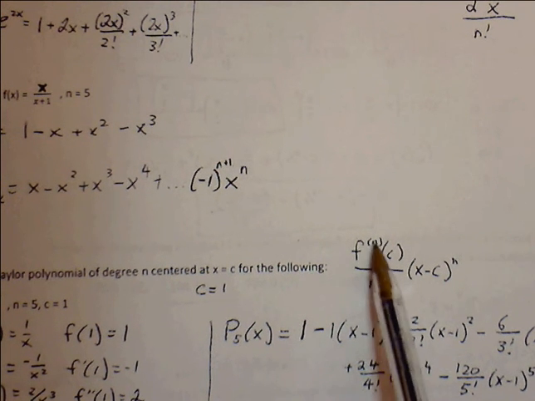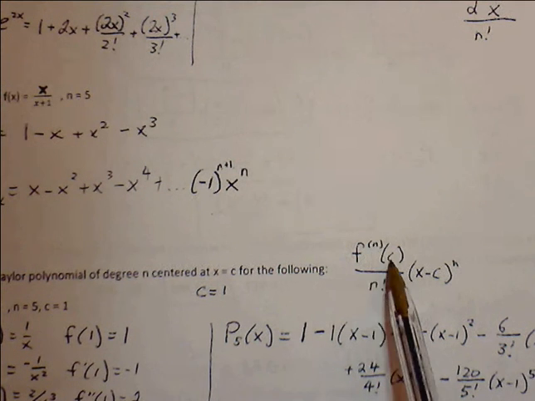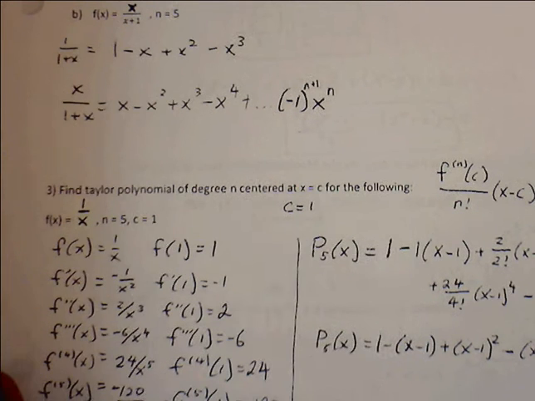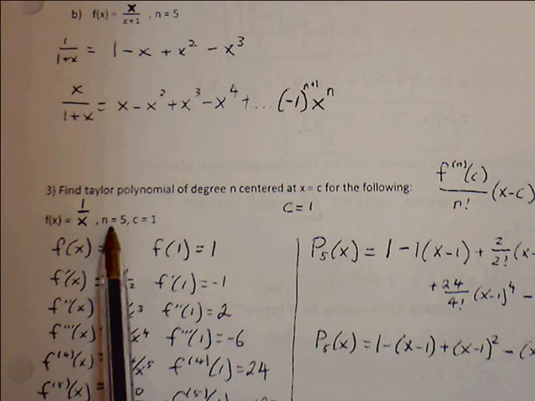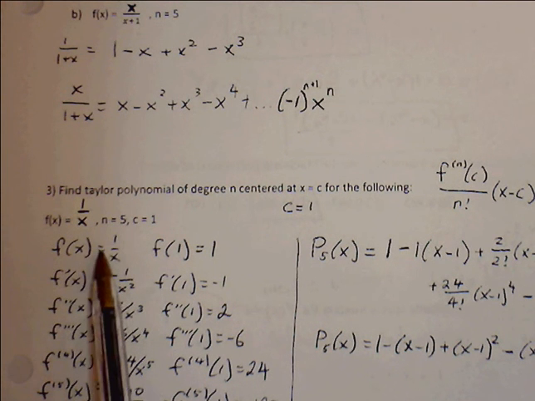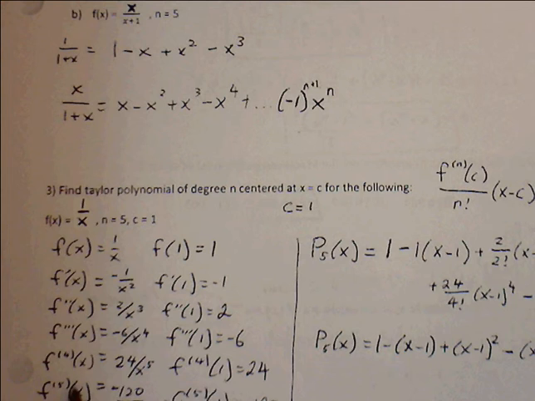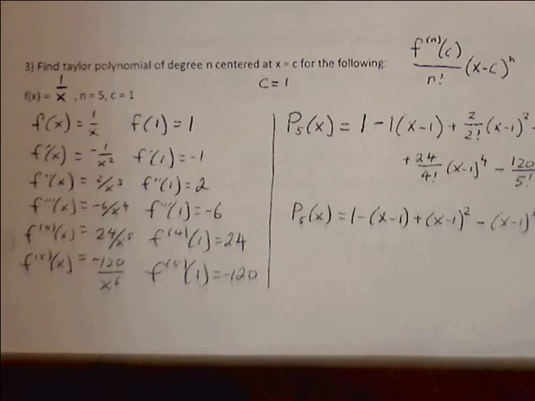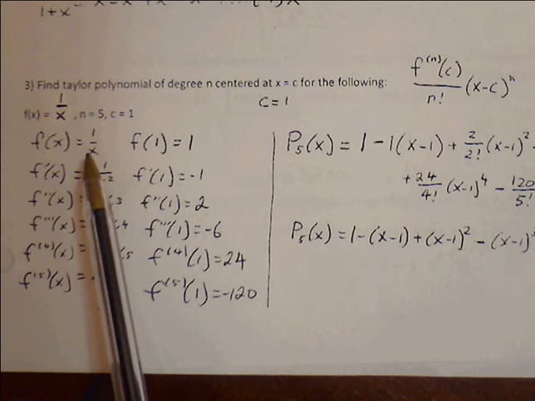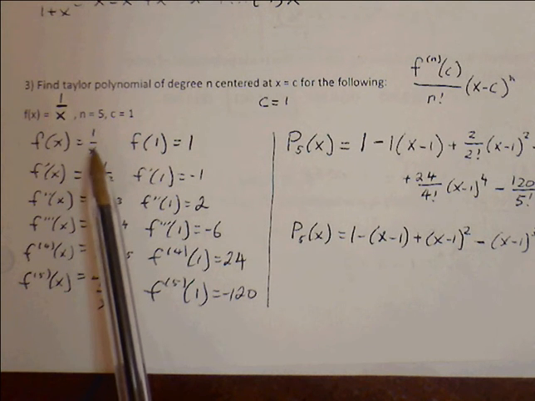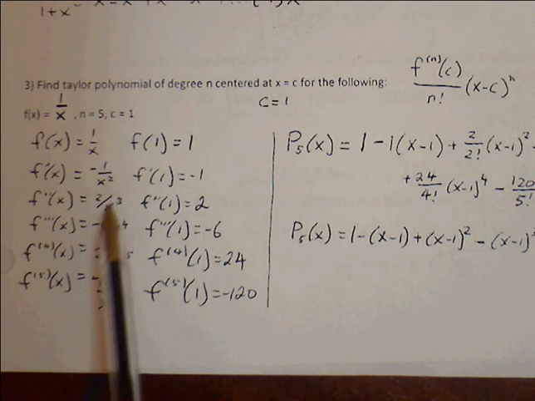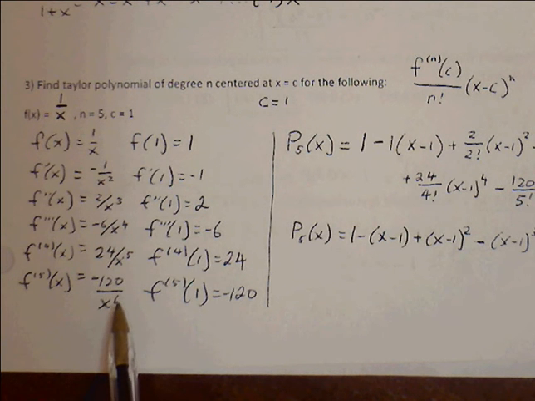Okay, f, you see this n here. This is the nth derivative evaluated at c over n factorial times x minus c to the nth power. So what we need to do is find the fifth derivative starting at f of x. So f of x, f prime, second, third, fourth, all the way to the fifth derivative. So we just simply go through power rule each time. 1 over x. To get f prime, we can bring the x up to the top, make it x to the negative 1, go through power rule, and then continue through all the way to the fifth derivative.